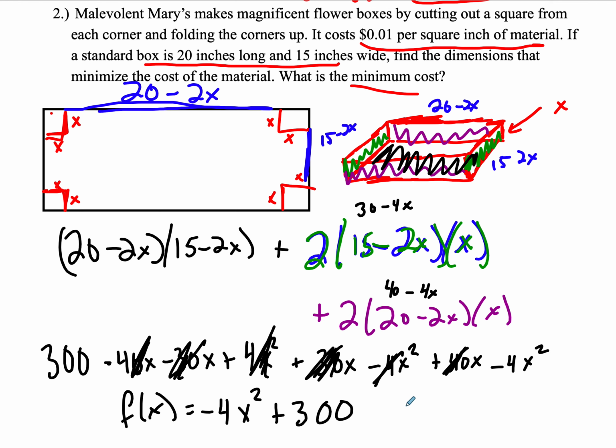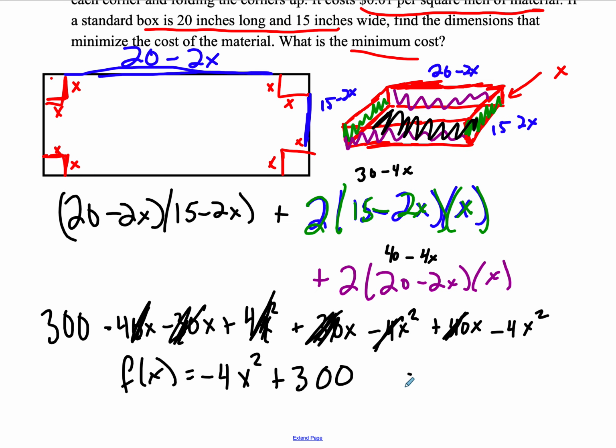I take the derivative, and I'm going to make it 0. Okay, so the derivative with respect to x is equal to negative 8x, because the 300 goes away. Interesting. All right.